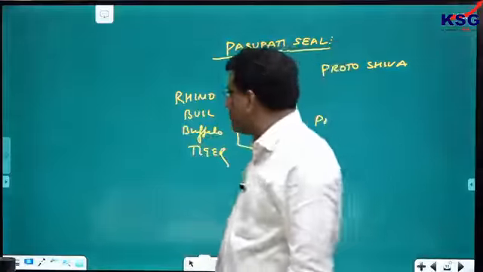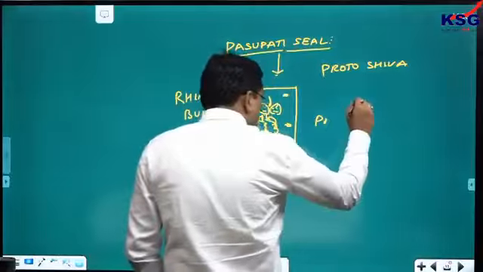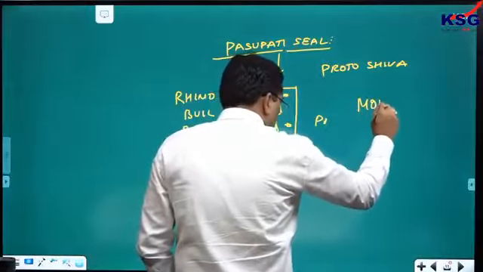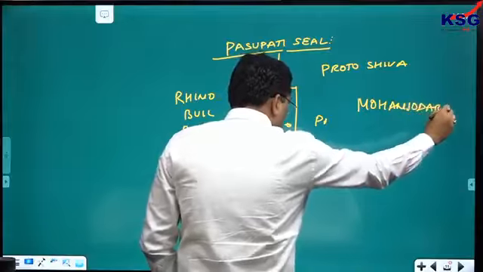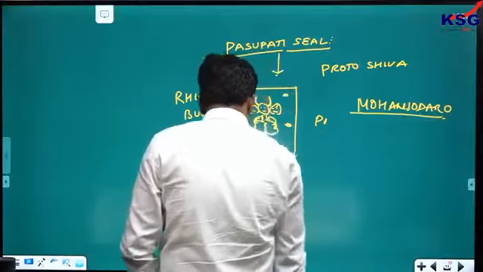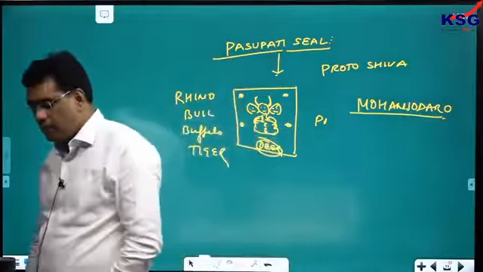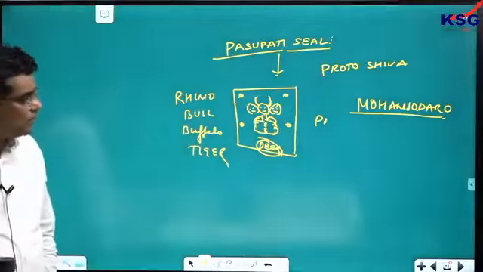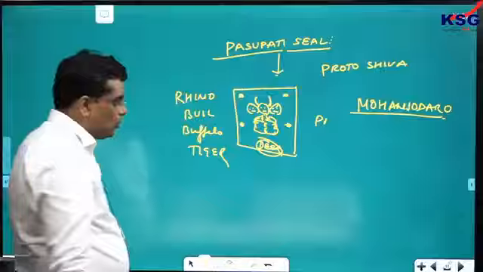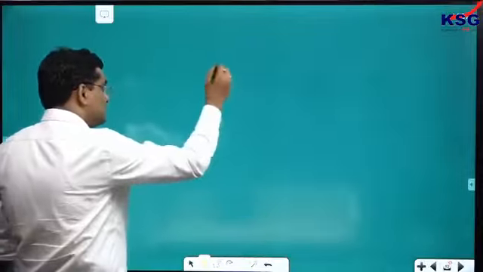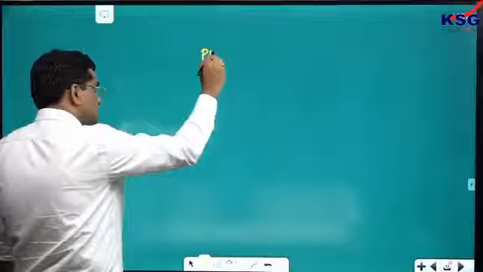This seal was found from a city, Mohenjo-daro. Mohenjo-daro is a very important city of the Harappan civilization. So this seal we have found from Mohenjo-daro. What is the purpose of the seal?